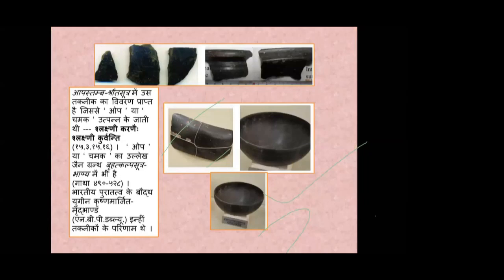So you see, before Ashok, these are the Northern Black Polished Wares. These were made, these were prepared, and a lustre is given to it. And many other things also we may say from archaeology we get.